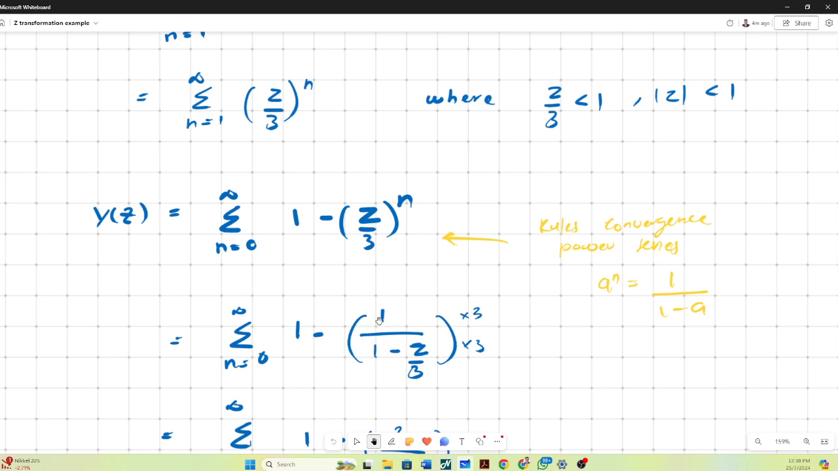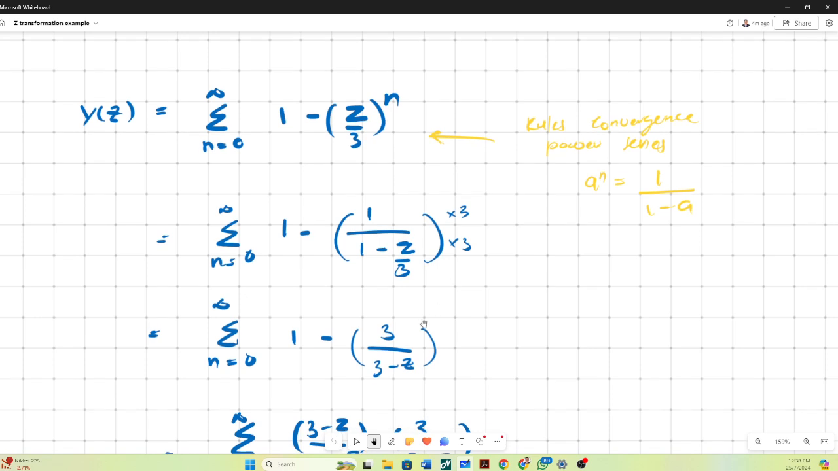So here we can say that the sum of z divided by 3, to the power of n, equals 1 over 1 minus z divided by 3. Alright, to make it easier, I want to eliminate this 3. So I multiply by 3 in the numerator and denominator, and I get 3 over 3 minus z.